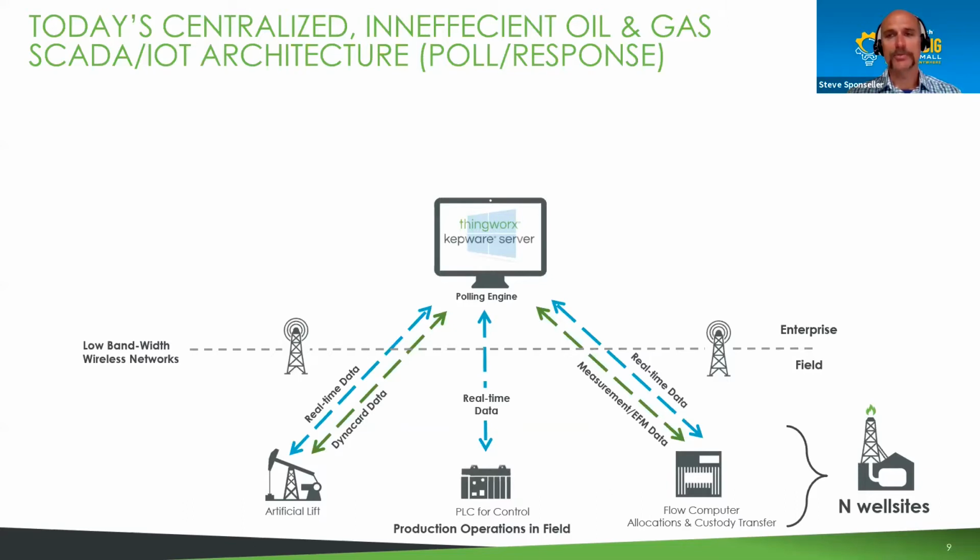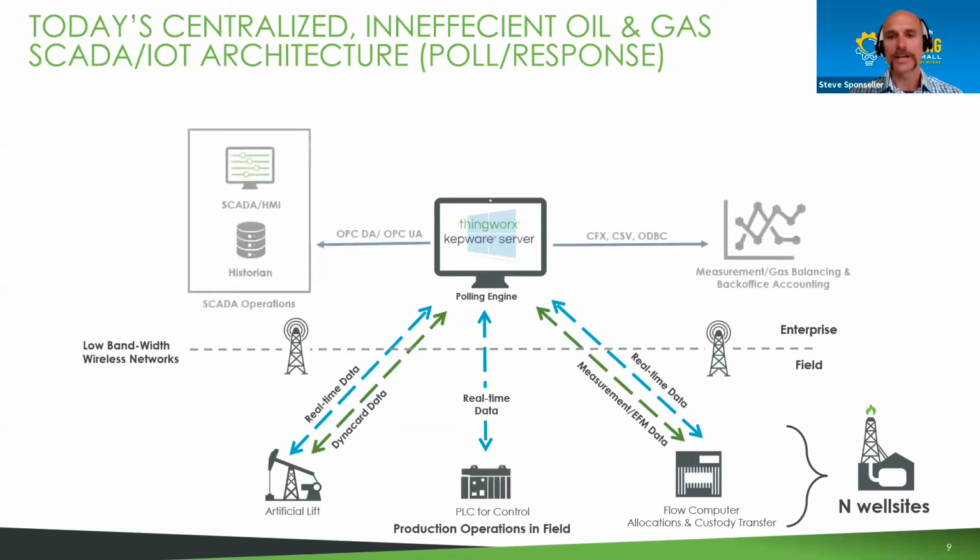And with the typical poll-response mechanisms that the traditional protocols use, that's a lot of back and forth for all these devices. Sometimes the actual data points in these devices aren't changing all the time, but unless that polling engine asks the question, it doesn't know the current value of that data point. And then it gets the data and provides it to typical SCADA systems and historians.